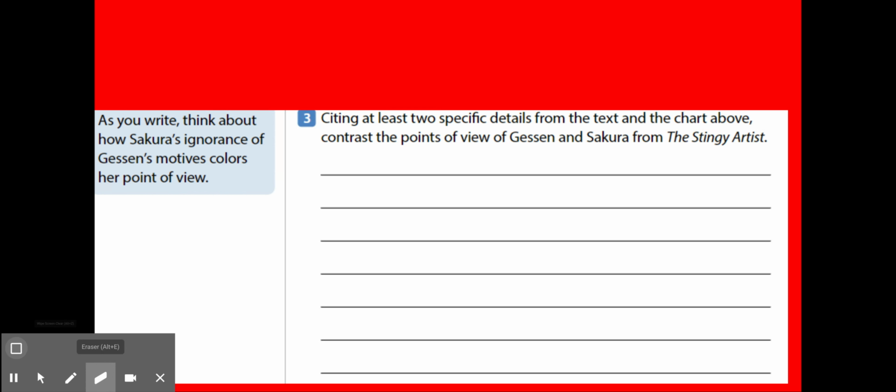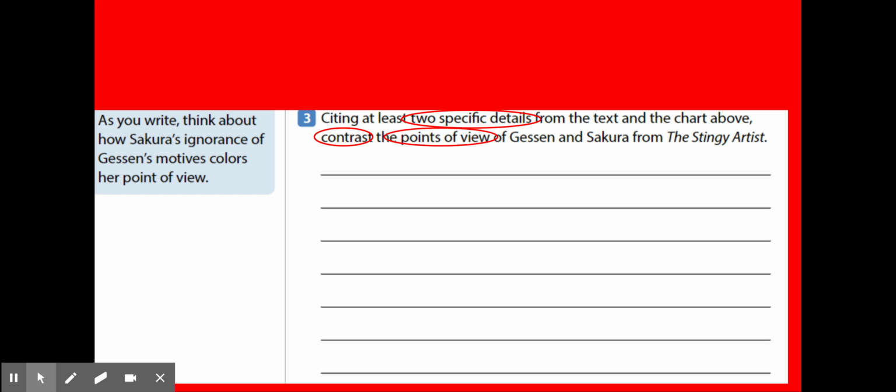So let's look at keywords one more time. So we're citing 2 specific details. We're going to contrast, which means we're going to show how things are different, and we're contrasting their different points of view, and it is from Geeson and Sakura. Now, the thing about writing, guys, is that some of you are going to try to go straight to this and write your answer. Well, this is involved. It's a couple of step process. I want to make sure you get all the stuff you need. So we're going to do a little outline on the side, right there underneath your blue thing, right next to where you're going to do your writing, okay?